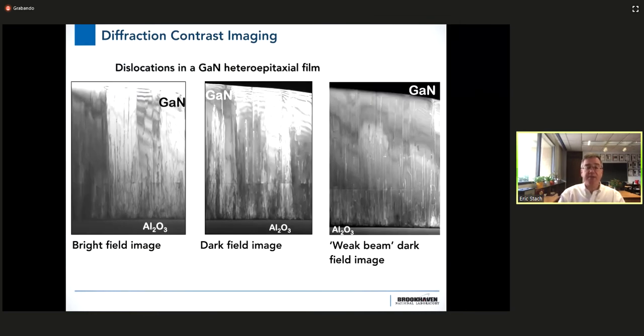Okay? So let's take some more images of that, or pictures of that. Here's a case of gallium nitride. Gallium nitride is a crystal that is often grown on alumina. It's a very important material. Gallium nitride is the material that's used for green LEDs. It's the material that's used for the white LEDs that you now purchase to light your home.